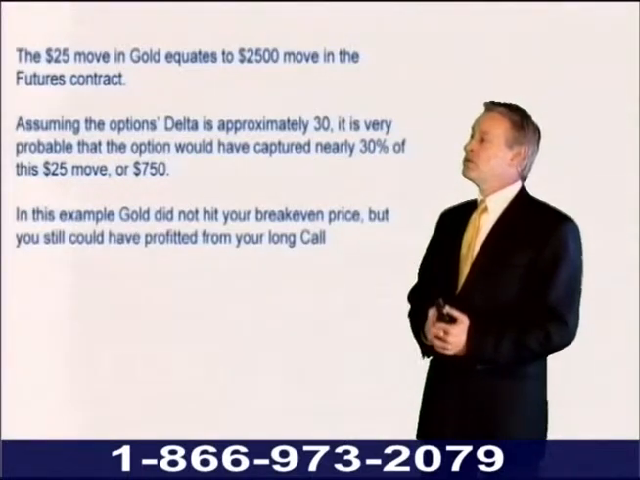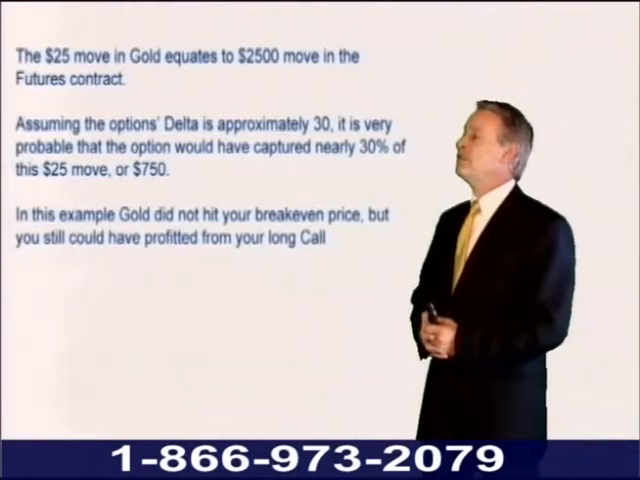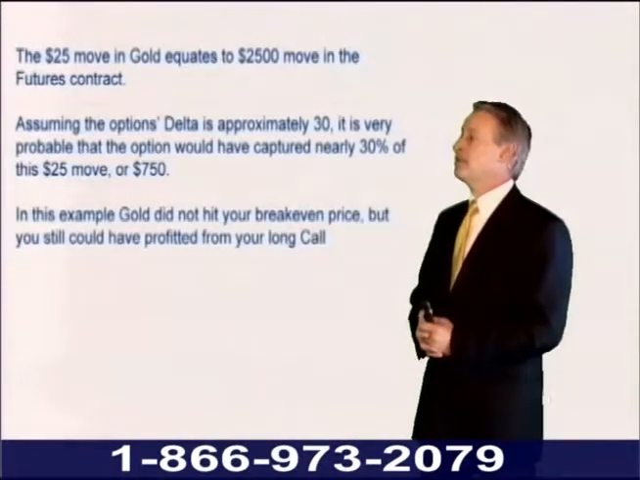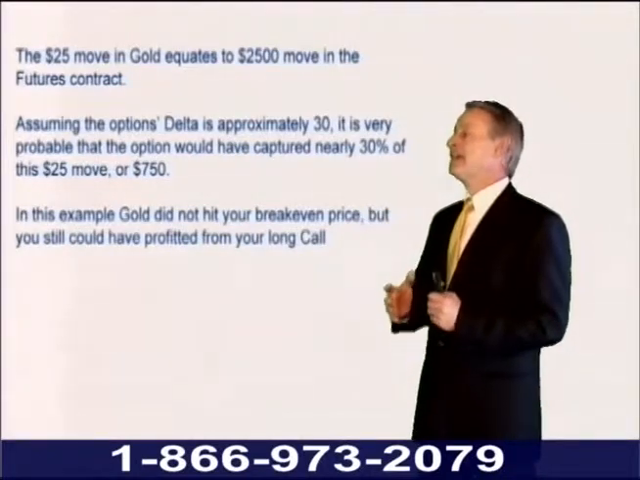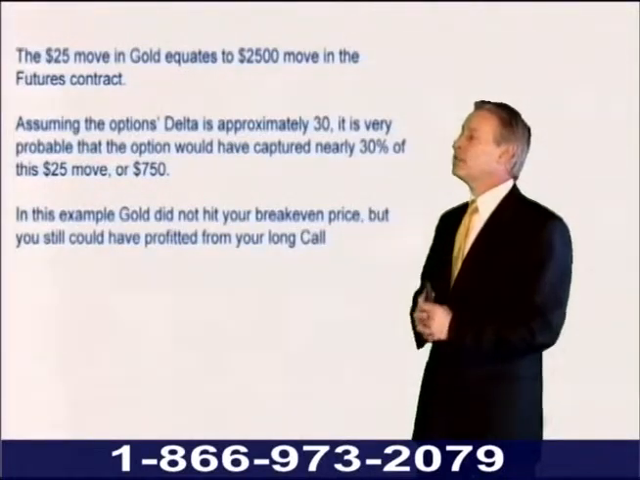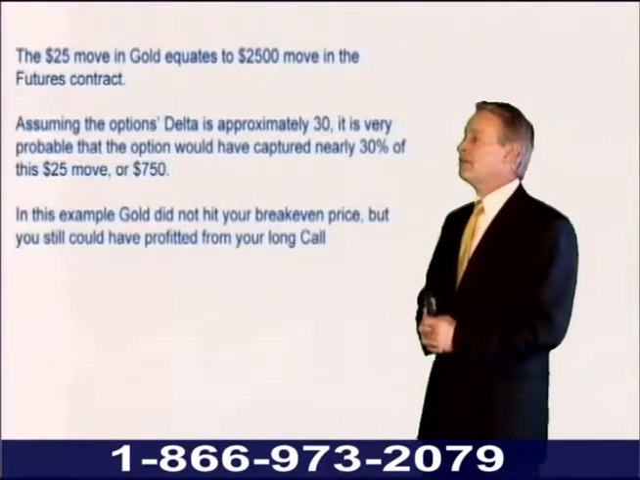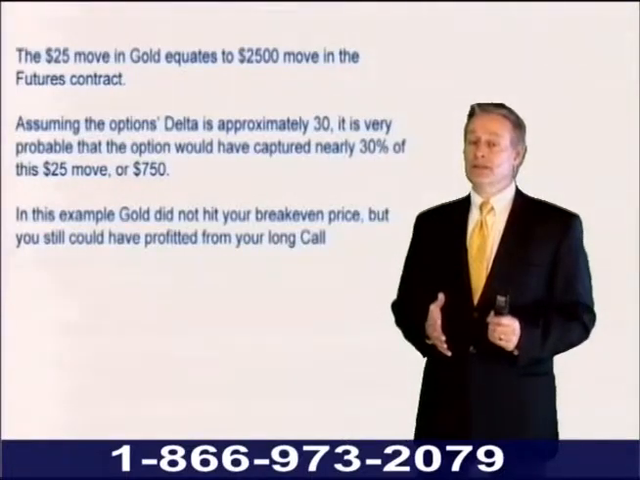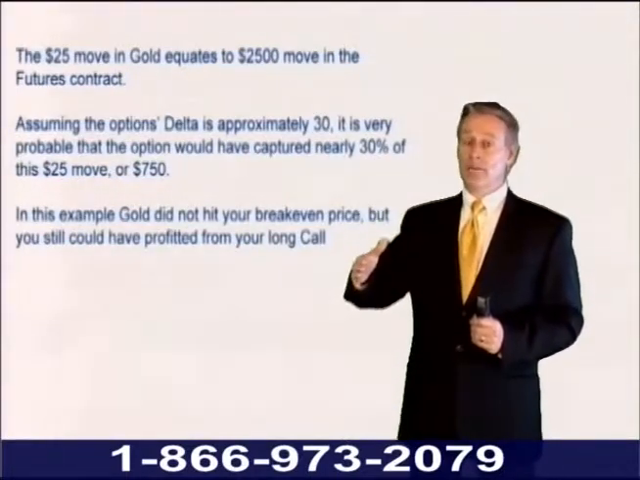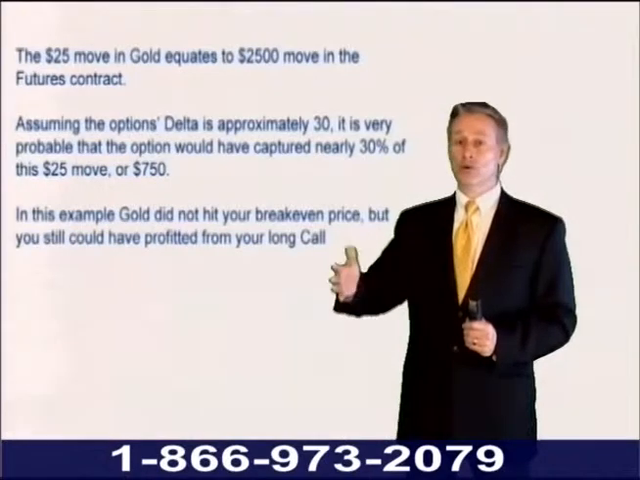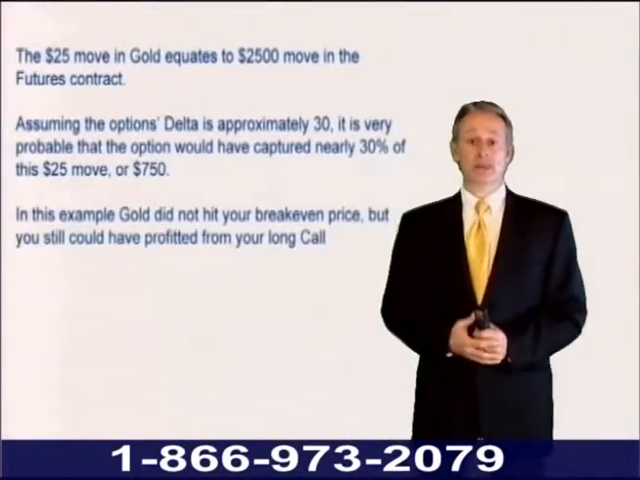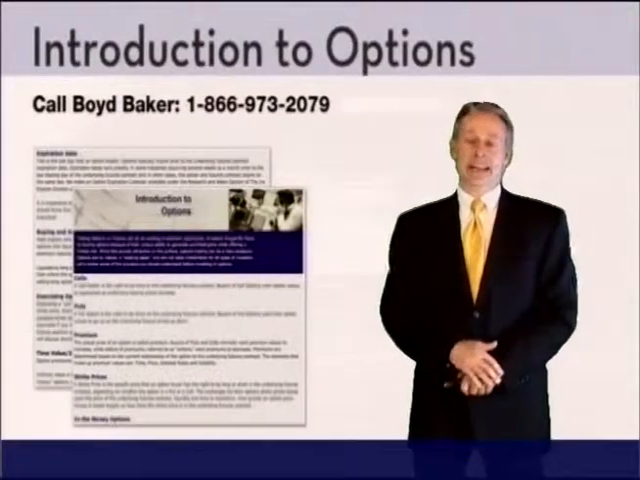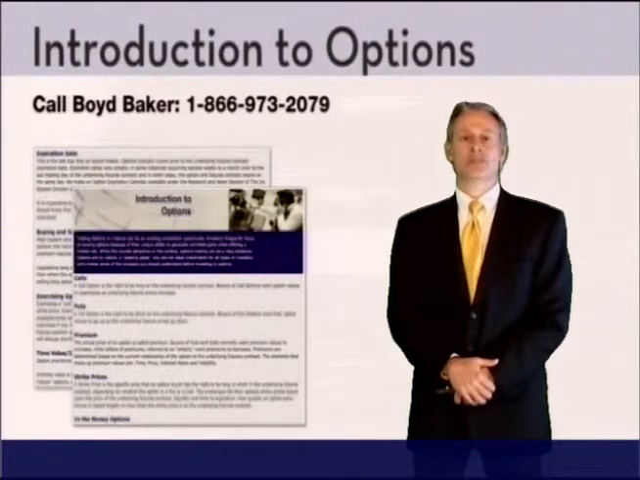If the futures moves $25, that's going to equate to a $2,500 move in the futures contract. Assuming the delta on that option is approximately 30%, it's possible that option picked up about 30% of that $25 move, or $750. In this example, gold did not hit your break-even price, and it didn't even get to your strike price. But if you had a quick move up in short order, it's probable that option did very well for you. If you have any questions on that, feel free to call me here at 866-973-2079.